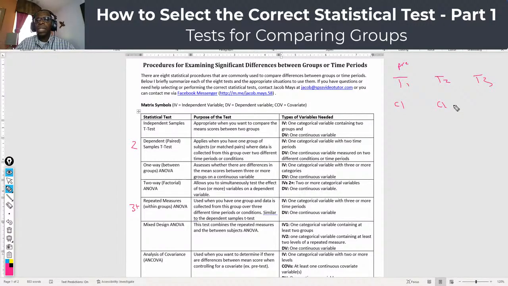Classroom 1, same classroom, is measured. We're going to call this the midterm. And then classroom 1, same students, we're going to call this the final. Okay, same test over 3 different time periods. Same people, same test given at 3 different times. Okay, that's what we're doing here with the repeated measures ANOVA. And it's 3 or more time periods. All right.